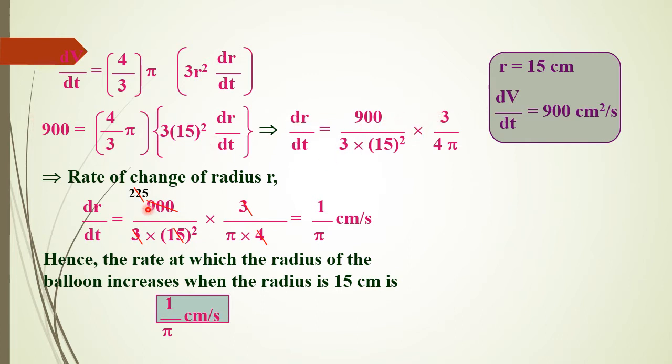Next, once you cancel some of the terms from the numerator and denominator, you will get 1 divided by pi centimeter per second. This is the rate of change of radius with respect to time. Okay, this is the solution of this question.